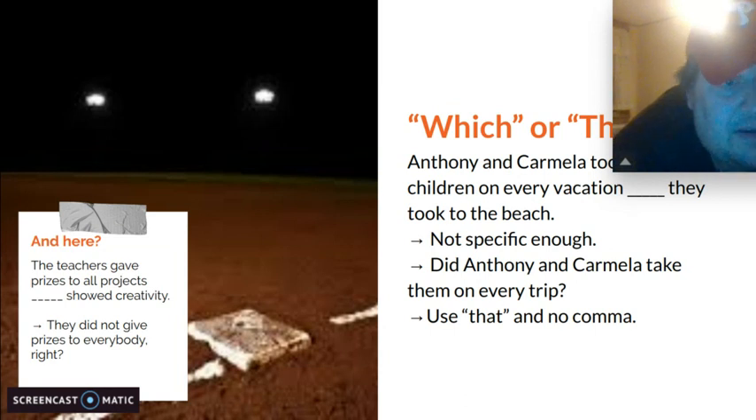Okay? Down here below, the teachers gave prizes to all projects which or that showed creativity. Here, it should be pretty easy. They did not give prizes to everybody, right? No, just the ones that showed creativity. So we use that because that is essential here. You understand? We don't use which here because it's not additional information. It's not non-essential. This is important information. So therefore, we use that.